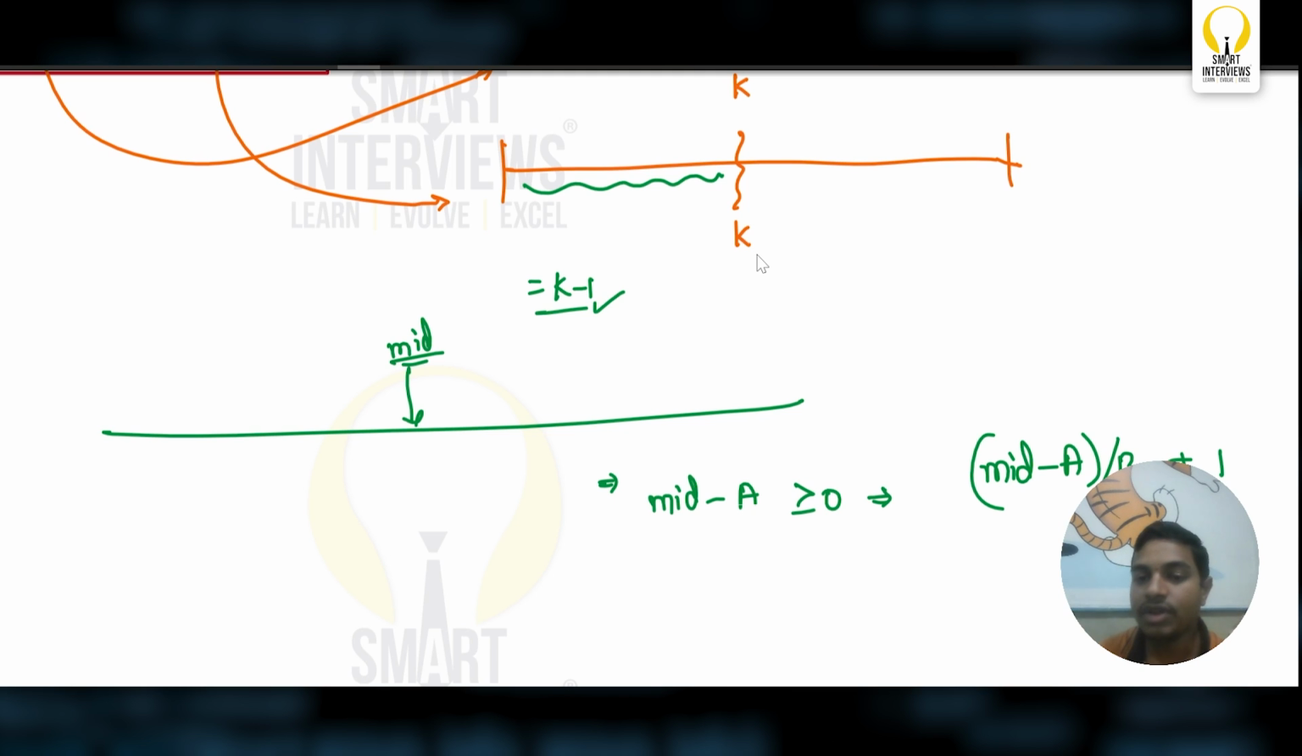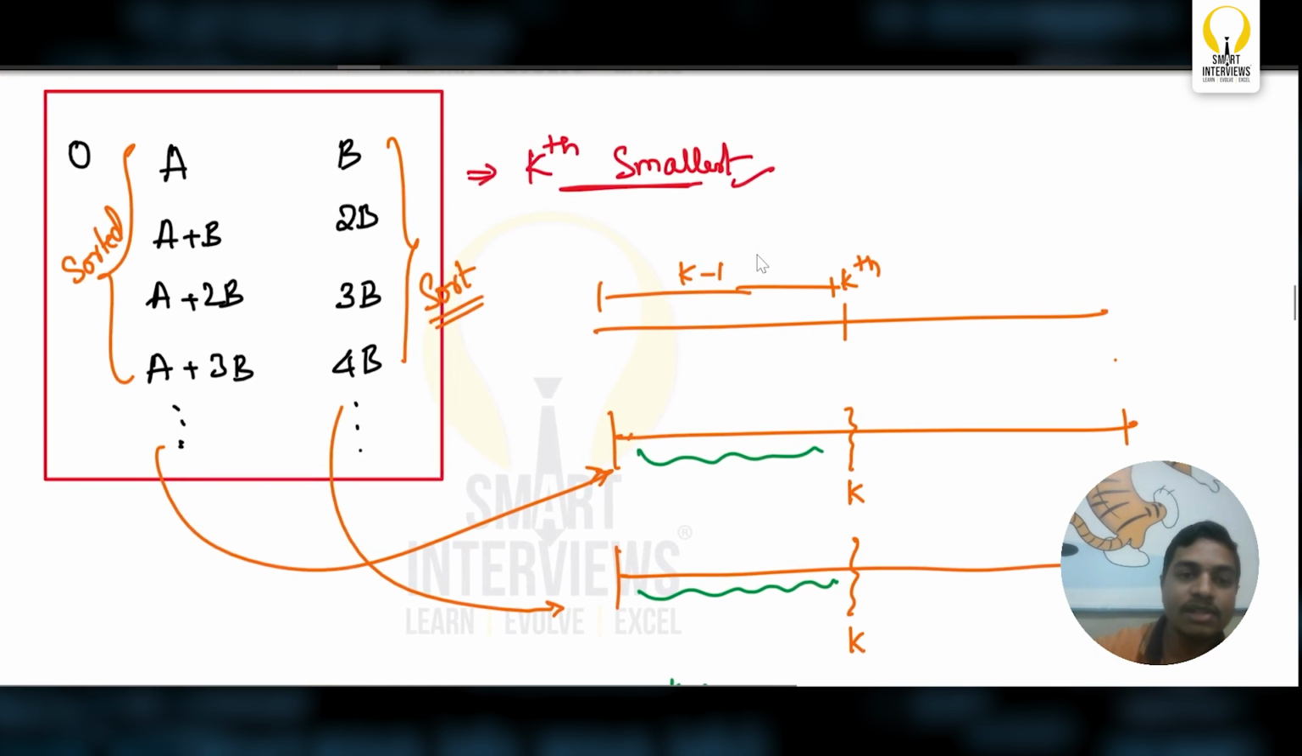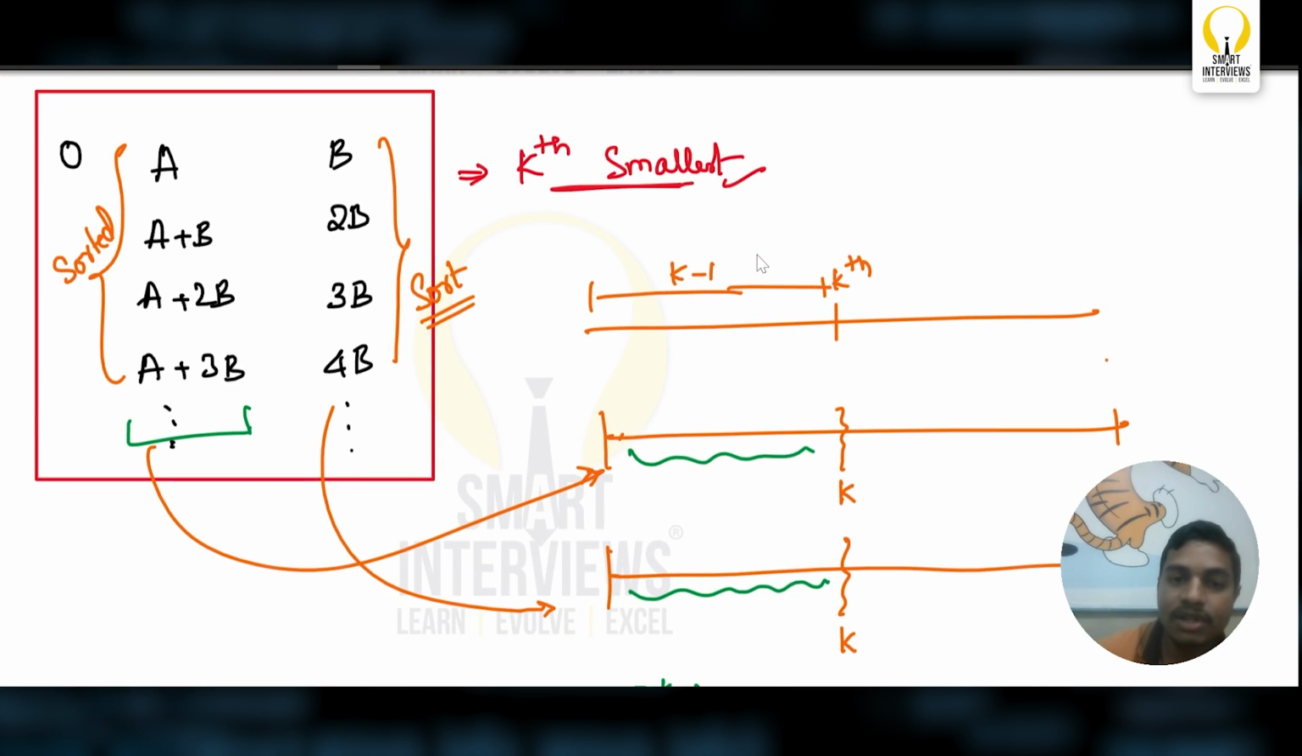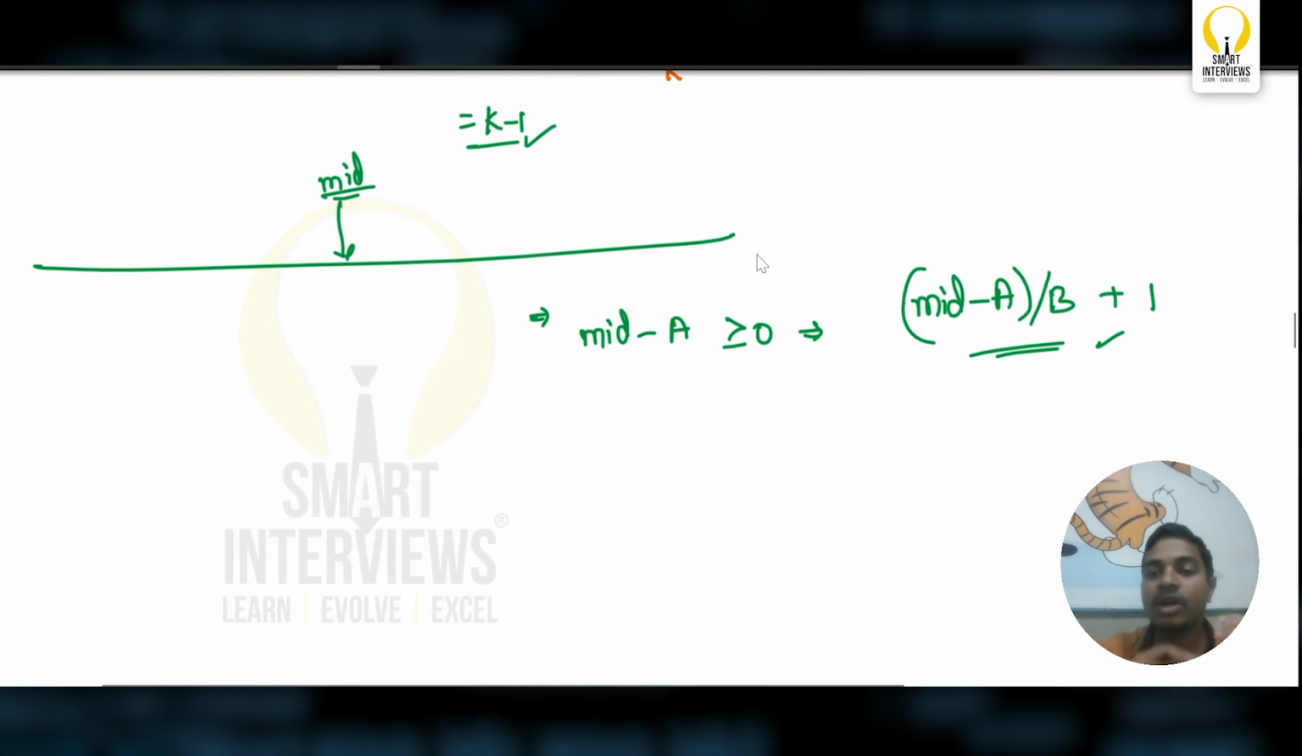If mid minus a is greater than or equal to 0, then (mid minus a) by b plus 1 elements will be present on the left of the first sequence. If you consider this entire thing as one sequence, and my mid lands somewhere over some particular value, and I want the number of elements which are smaller than this, I can simply calculate with the help of (mid minus a) by b plus 1 elements which are smaller than the particular mid.